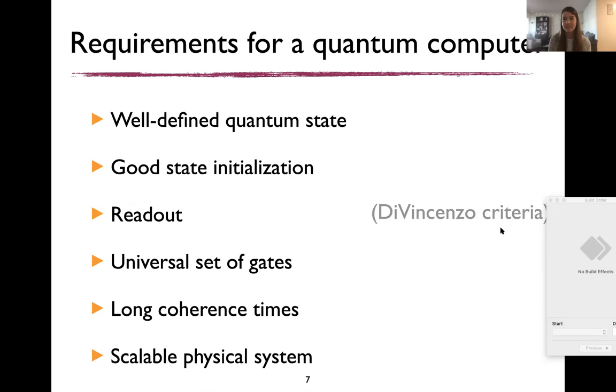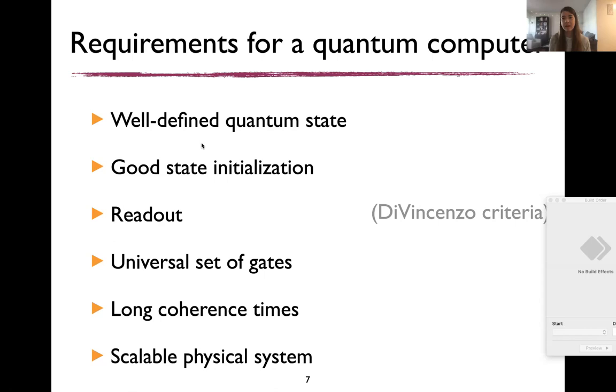Just another quick reminder about the requirements that we need to build a quantum computer. These are also known as the DiVincenzo criteria. They are a set of rules that any system needs to comply with so that we can make quantum computers out of them. First, we need to have well-defined quantum states. This is something all quantum systems have, I guess. We need to be able to initialize the state, so prepare your qubit in zero or one, however you want. You also need to be able to read out the state of the qubit.